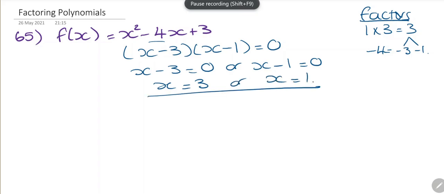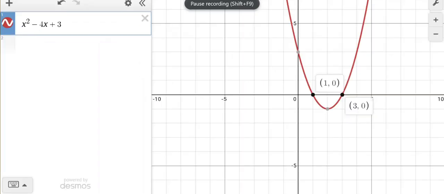And if we check this in Desmos, so put it into Desmos, we can see that we have the x coordinates at 1 and 3. So those are the roots. So let's have a look at another one.